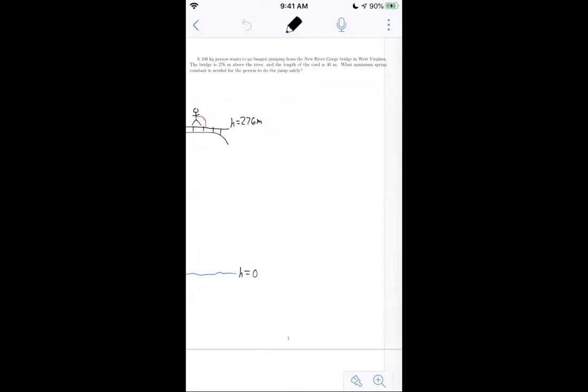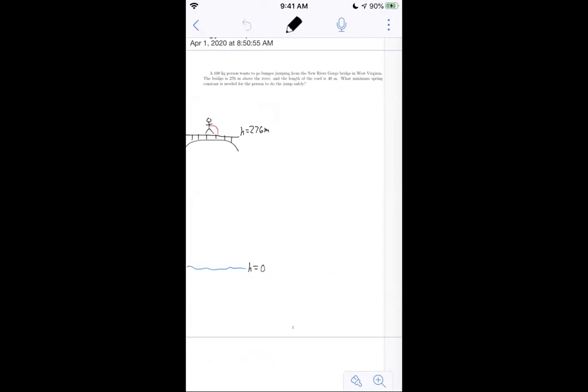So the problem here is a bungee jumping problem, and you can see the picture there. We have a person with a mass of 100 kilograms. They want to go bungee jumping from the New River Gorge Bridge in West Virginia. This is a place I've been. I did not go bungee jumping; I was there to go whitewater rafting. But if you ever find the West Virginia State Quarter, this is the bridge and the gorge that's on there. It's a pretty tall bridge, quite beautiful scenery.